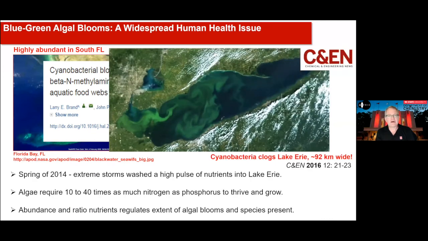In Lake Erie, this is a 92-kilometer wide cyanobacterial bloom. This actually happened back in the spring of 2014, because what happens is, with all the over-fertilization of land, when there are significant amounts of rain, that washes into these bodies of water, which already have cyanobacteria, but this just makes them grow and thrive tremendously.